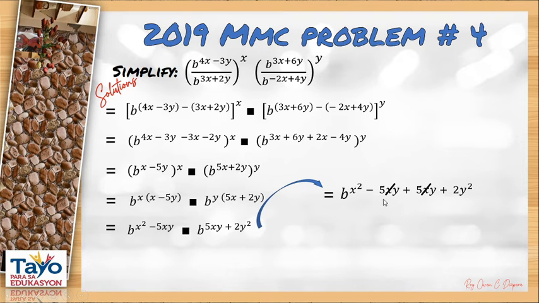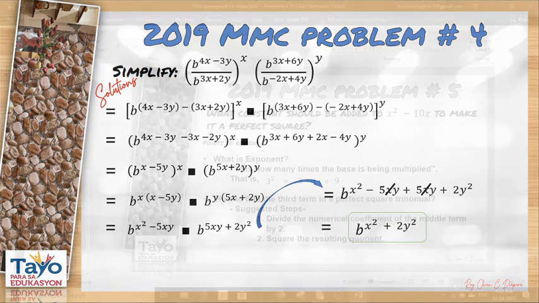Okay. If you notice, negative 5xy and 5xy are similar terms but different sign, that is equal to 0. So our answer is b. We just copied b as our base. What is left now is x squared plus 2y squared. So that is our final answer.